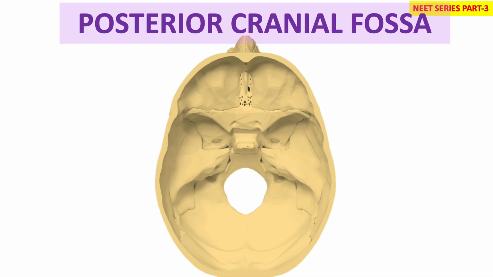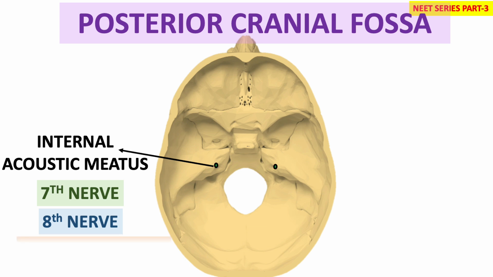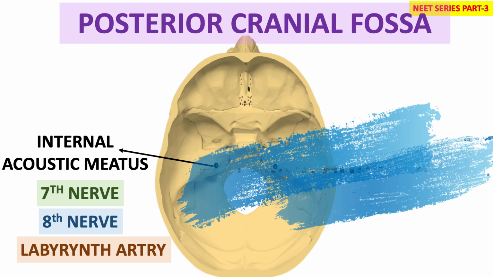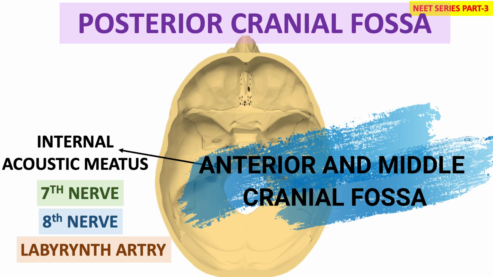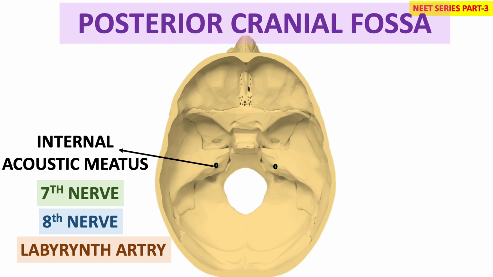So, the foramen in the green is the internal acoustic meatus, through which the seventh nerve, eighth nerve, and labyrinthine artery pass. Up to the sixth nerve was already discussed in the anterior and the middle cranial fossa, where we saw which foramen each passes through. The seventh, eighth nerves and labyrinthine artery pass through the internal acoustic meatus.